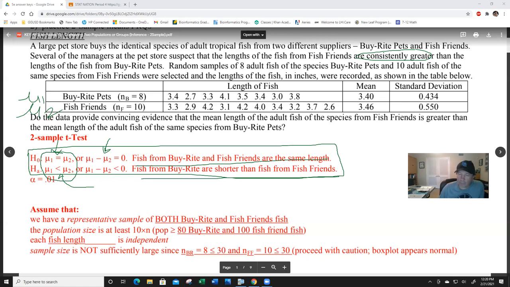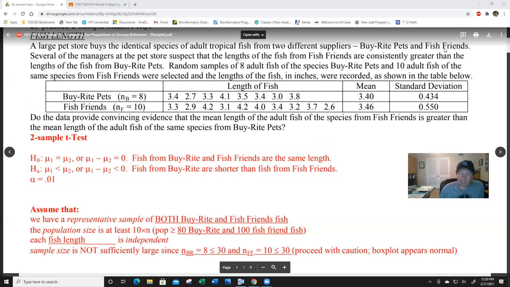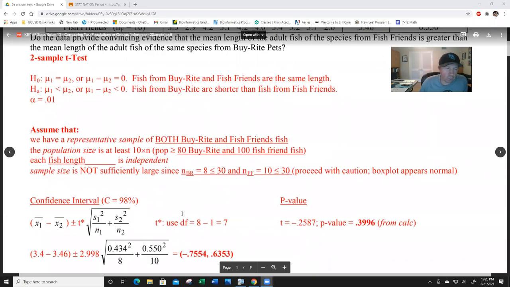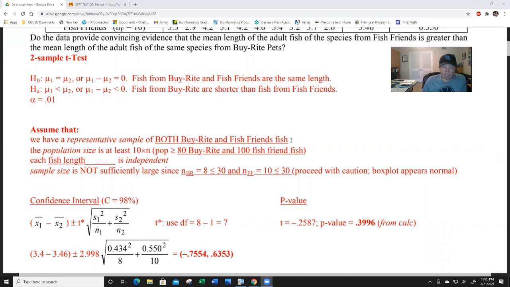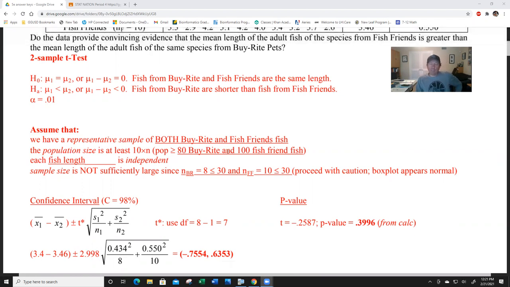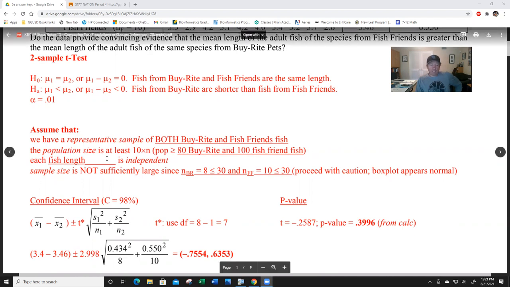Okay, now our assumptions. I wrote it one way, I would probably do it a different way. I'll show what I'll do. Okay, assume this is the S and spin. We have a representative sample of both Byrite and Fish Friends. The next one, this is the 10% rule. I'm assuming you got to write it in plural because there's two of them. The population size is at least 10N. So there's more than 80 Byrite fish and more than 100 Fish Friends. Each fish is independent. Now, I do not have more than 30, so I can't talk about the CLT.